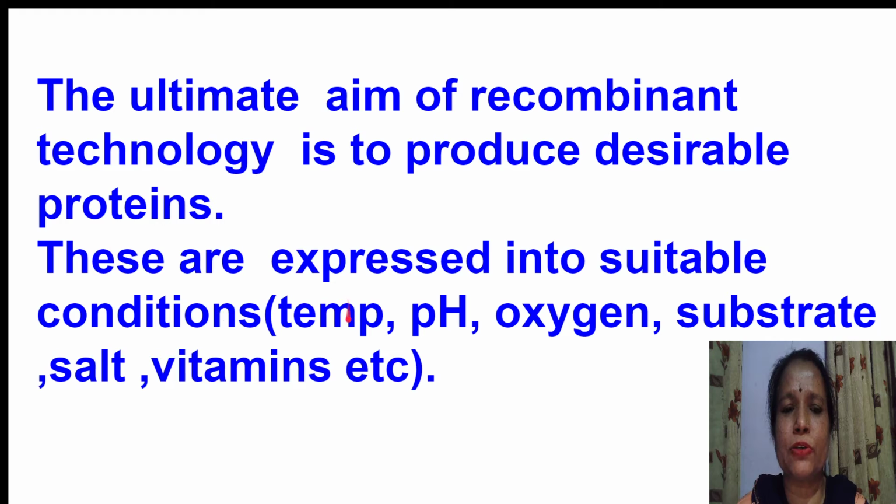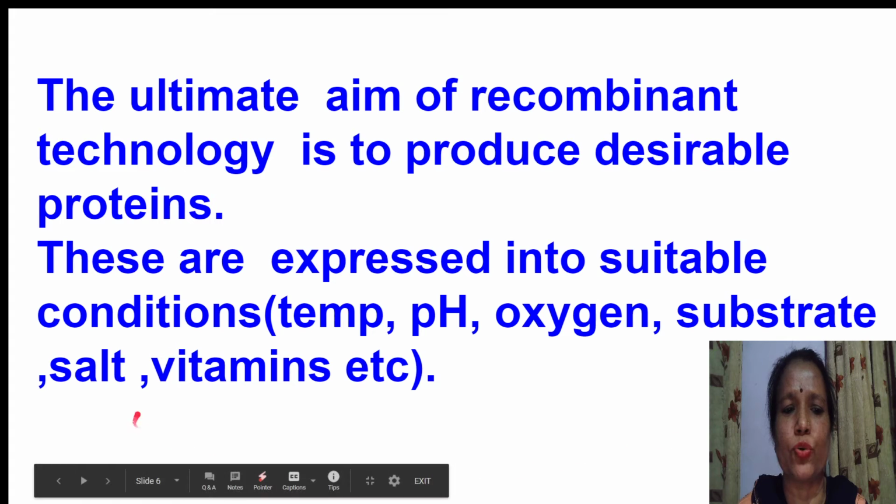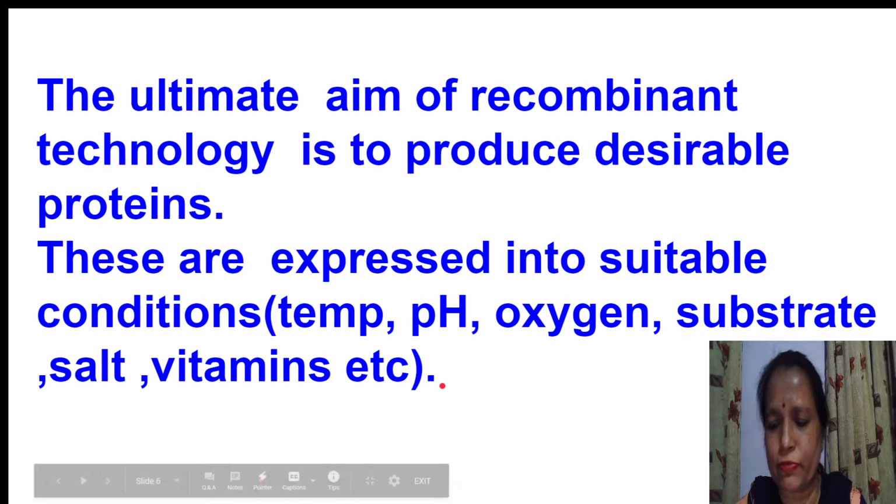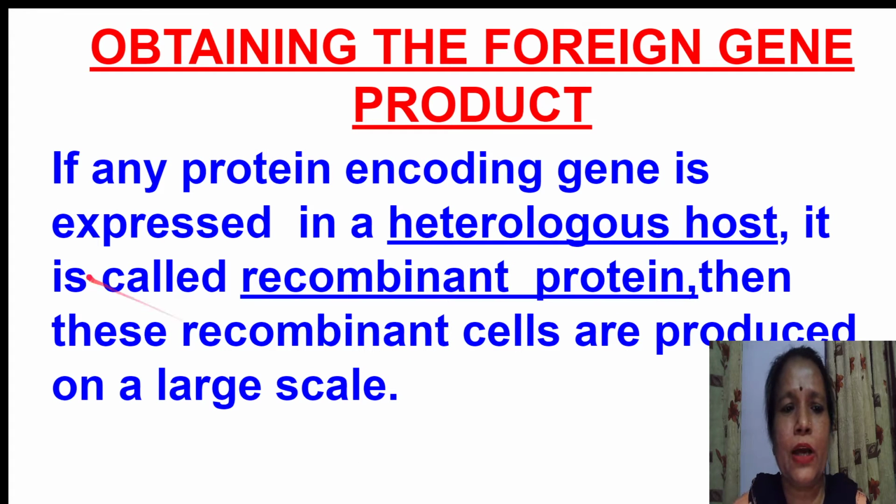These suitable conditions are proper temperature, pH, oxygen, substrate, salts and vitamins for its growth, and it will form several copies. Now, if any protein encoding gene is expressed in a heterologous host, it is called recombinant protein. Now, the desired gene is expressed in the heterologous host. So, where it expresses itself, that host will be known as heterologous host.